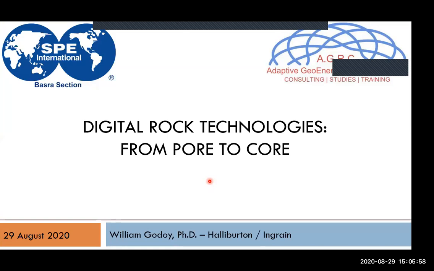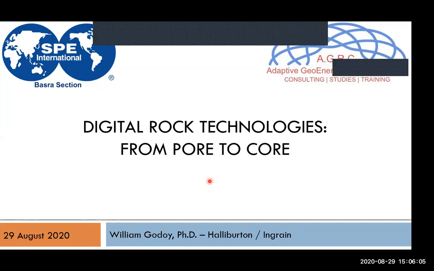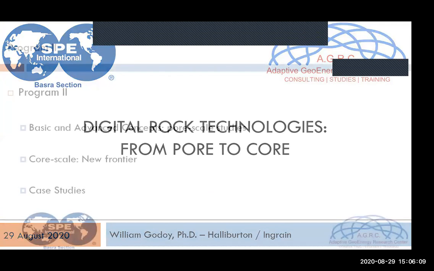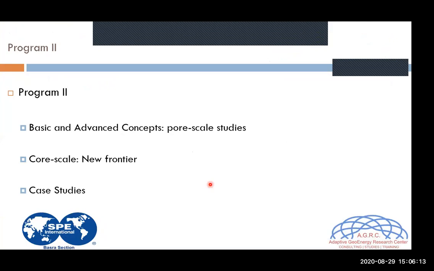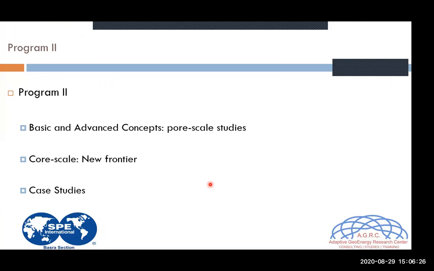Today, we're going to focus on the second part of the presentation, what I call Program 2. It's basically some advanced concepts regarding pore scale studies. Then we're going to move on to some topics regarding the core scale, what I call a new frontier, still in development. And then we have some case studies to discuss, and you can interact with me anytime, okay? You can interrupt me and ask questions or discuss some topics.